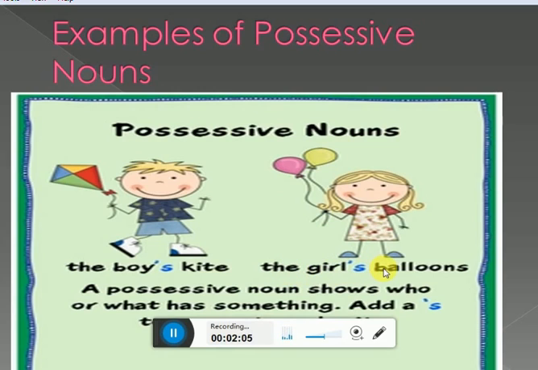So here apostrophe S is being used to show the girl's possession over the balloons. It's showing that the balloons belong to the girl. A possessive noun shows who or what has something.